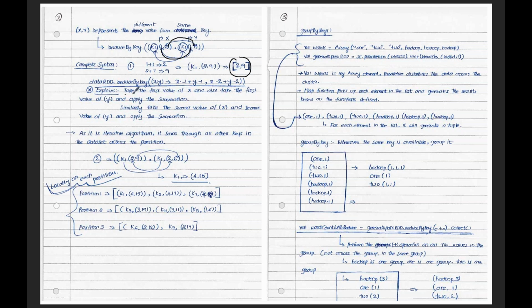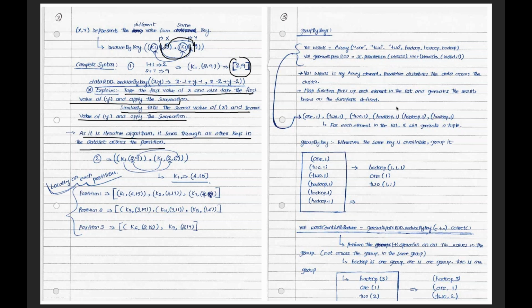Now take the first value of x and also take the first value of y, and apply the summation. So the first value of x is 1, and the first value of y is 1. Take the first value of y and do the summation with the second value of y. That's what we did. Now similarly, take the second value of x and the second value of y and do the summation. That's what we did. Now, as it is an iterative algorithm, it scans through all keys in the data set across the partitions.